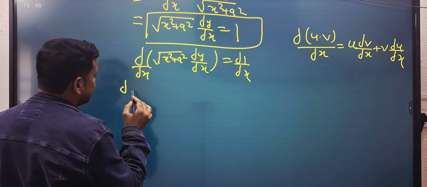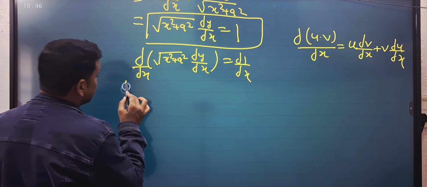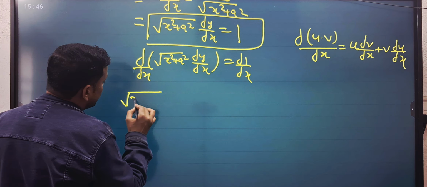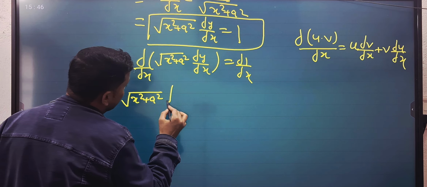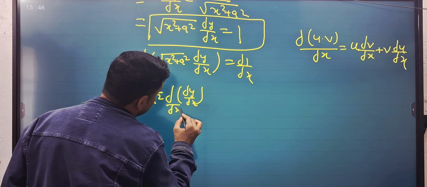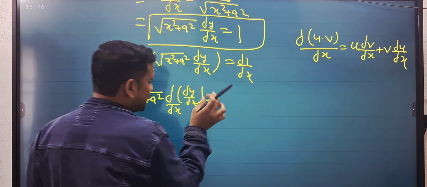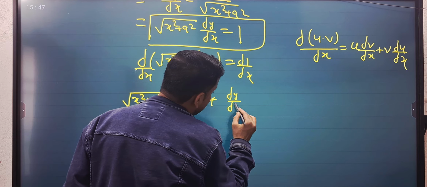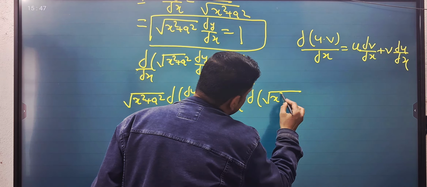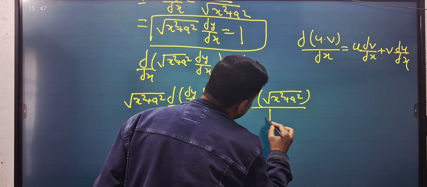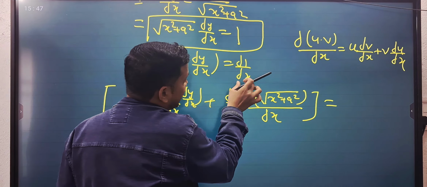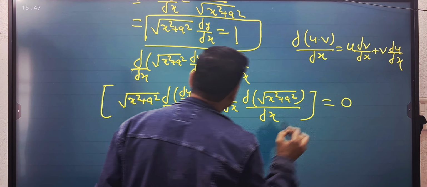we can write it d, first u. What is u? Here u is root under x square plus a square, v is dy by dx, so u dv by dx plus v, means dy by dx, into du by dx, u means root under x square plus a square by dx, equals d1 by dx. The differentiation of a constant will be 0.